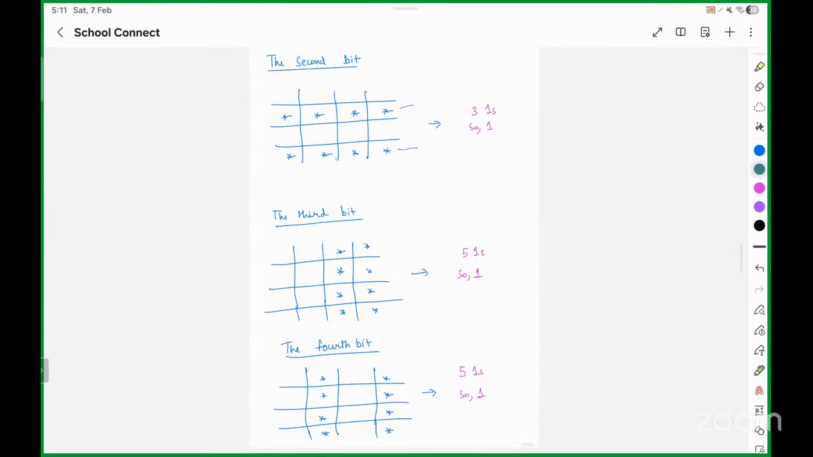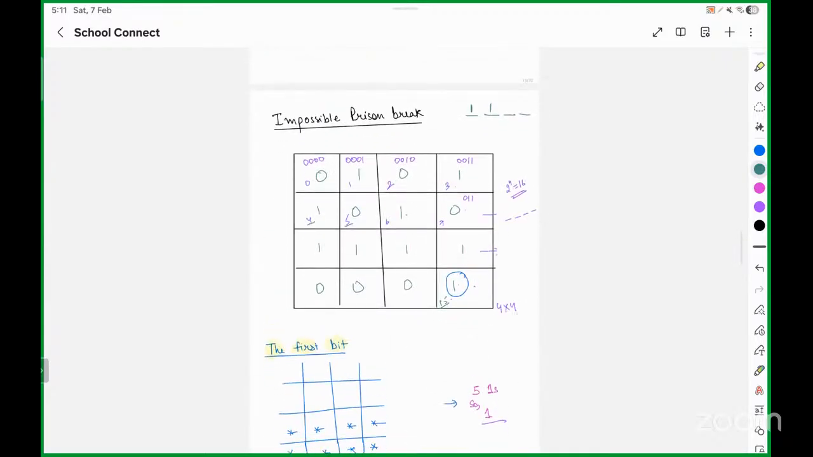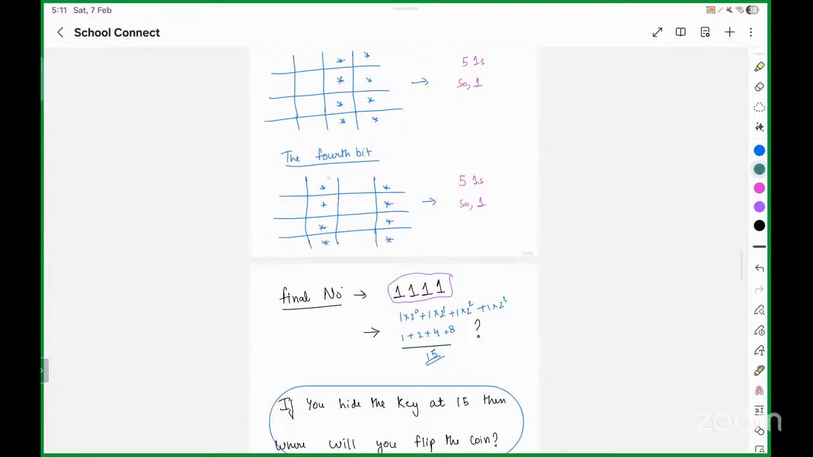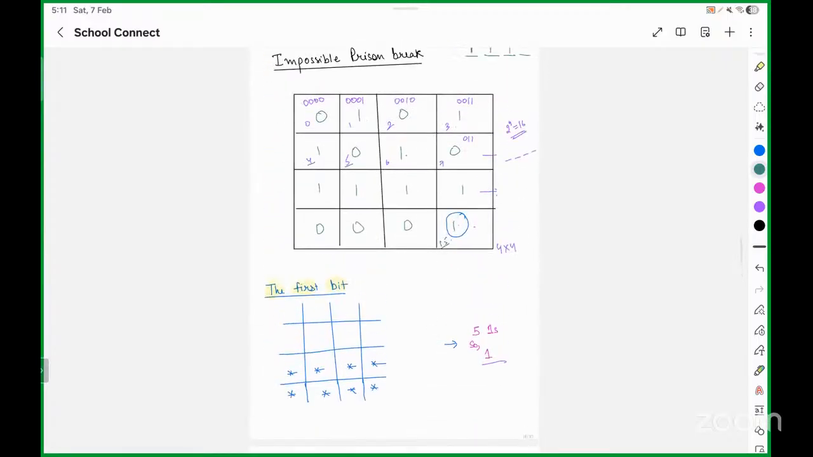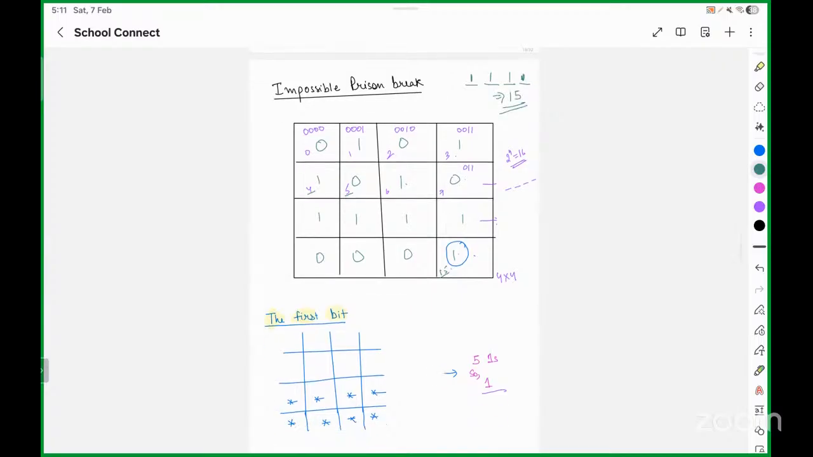And if you look at the third bit, it will be the last two columns, so it will be 2 and 3, 4, 5, again odd, so again 1. And the last bit is the second column and the fourth column, so 2 and 3, again 5, odd. So this represents 1, 1, 1, 1, which in decimal is 15. So the key is behind the 15th door.